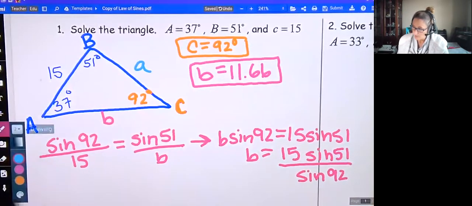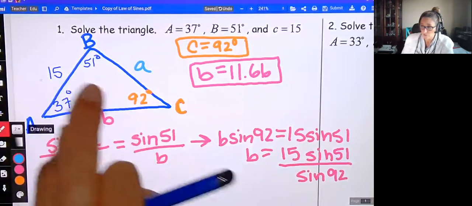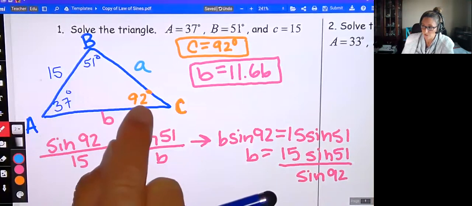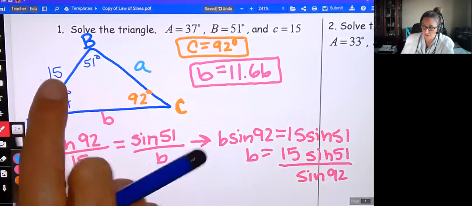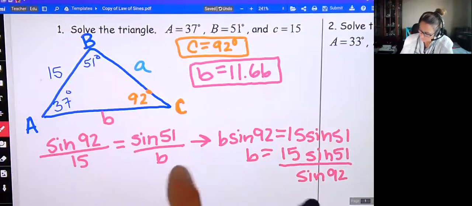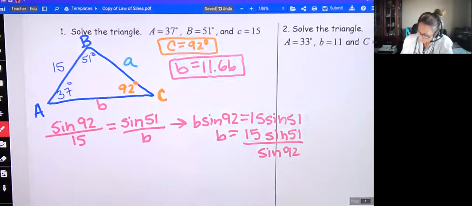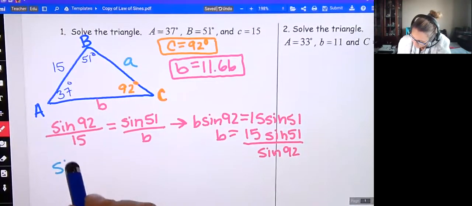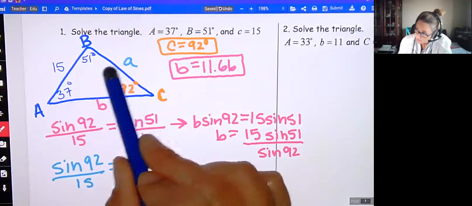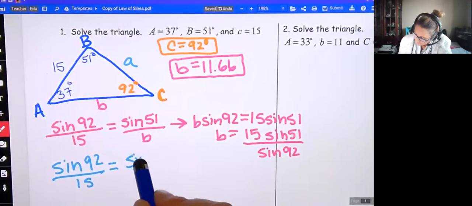I'm going to, again, use the pair you were given originally, the ones that you know for sure. So I'm going to do sine of 92 over 15. And then if I want to find A, I have to use the angle across from it. Okay. Just shrink this a little. So I'm going to do sine of 92 over 15 is equal to, and then this time I'm going to be using this pair, sine of 37 over A.